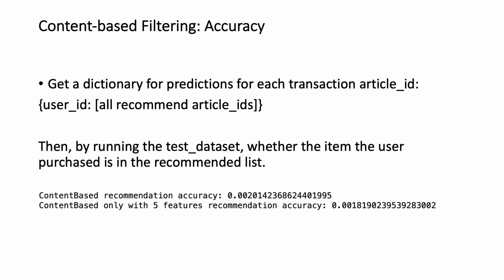To get accuracy, I first store all the predictions for all the transaction article IDs from the training dataset, then run the test transaction dataset to get the percentage of user purchased items that are in the recommended list. For the content-based recommendation with 5 features, the accuracy is 0.18%. And for 11 features, the model is 0.2%.